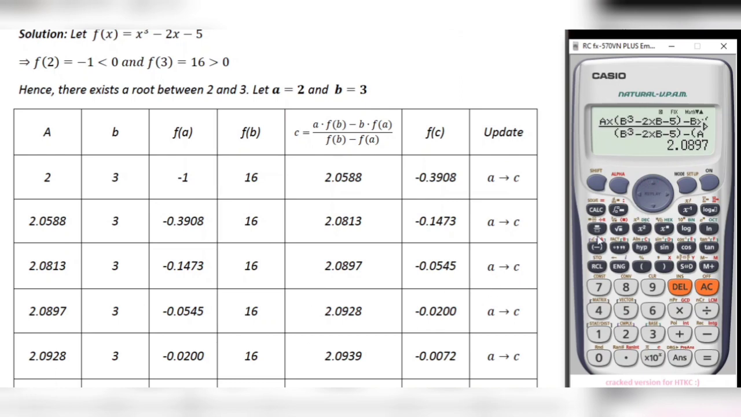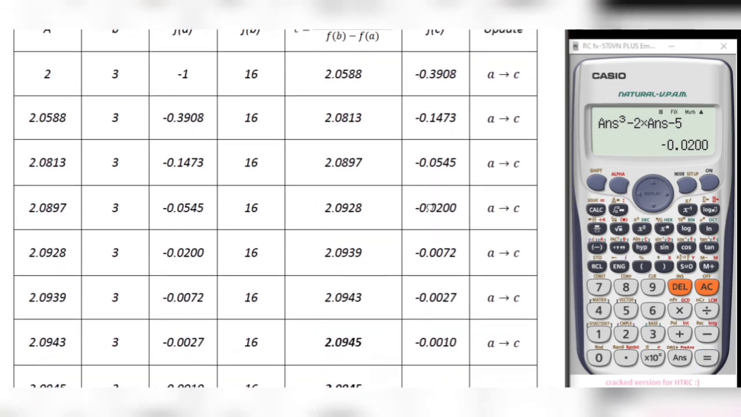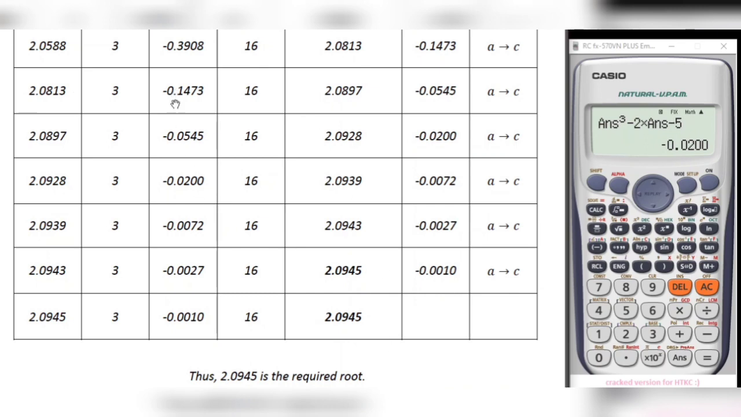Now press the up arrow, press calc. A value is now 2.0897. B value is 3. If I press equal, I get the new value of c as 2.0928. Again press the up arrow, press equals, you get f of c. Continue this way. I will do it a little bit faster.